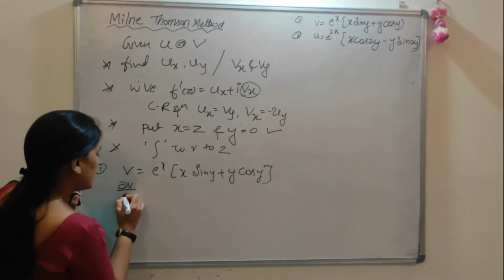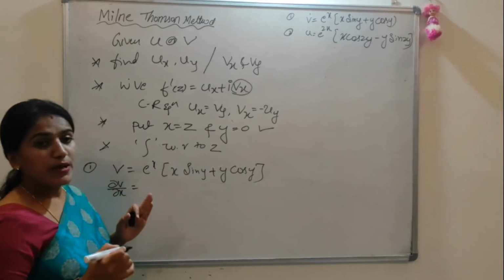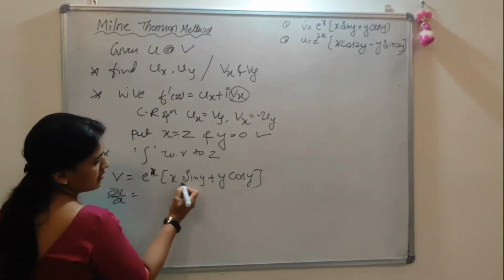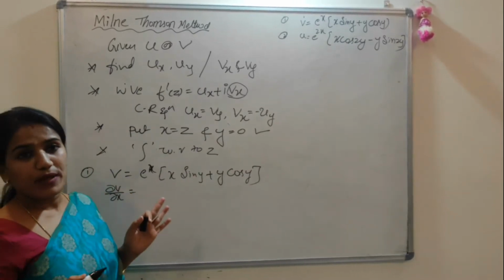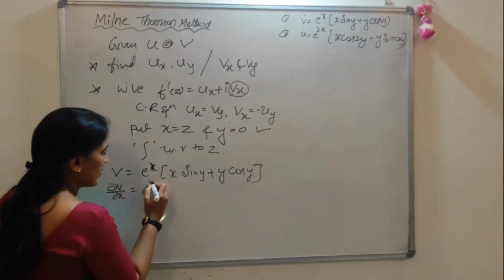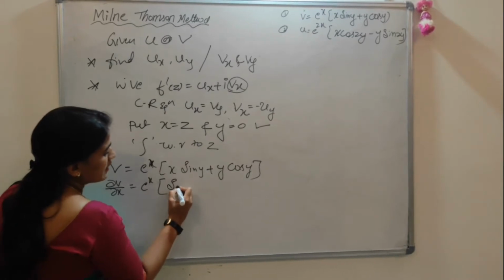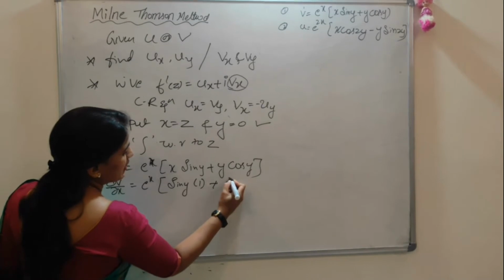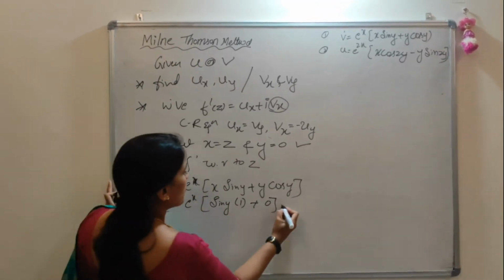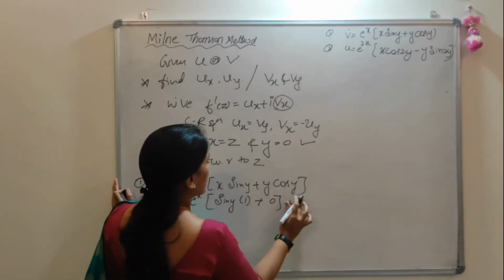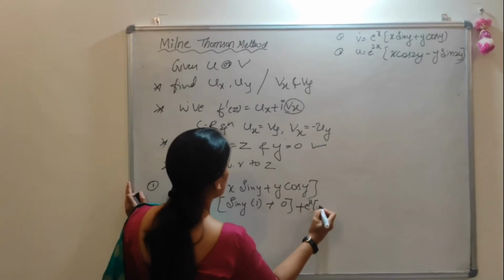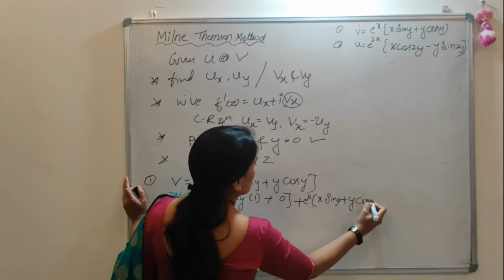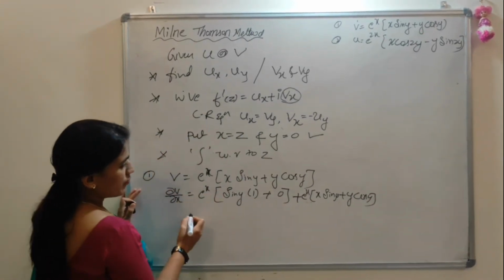So, dou v by dou x. Differentiating v partially with respect to x. Here e power x, and inside this also x is there. We will apply product rule. So, e power x of, see, sin y is constant, x differentiation is 1, y cos y is completely constant, it is 0, plus the next step e power x differentiation is e power x itself, so x into sin y plus y into cos y. Okay, so that is dou v by dou x.